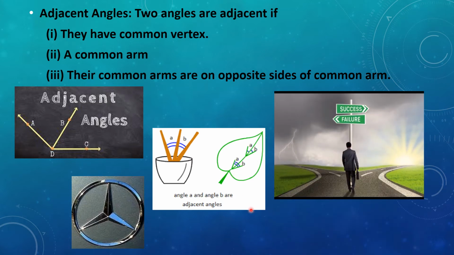Also here you can see a three-way crossing, where it is a common vertex and these two arms lie on the opposite sides of the common arm.